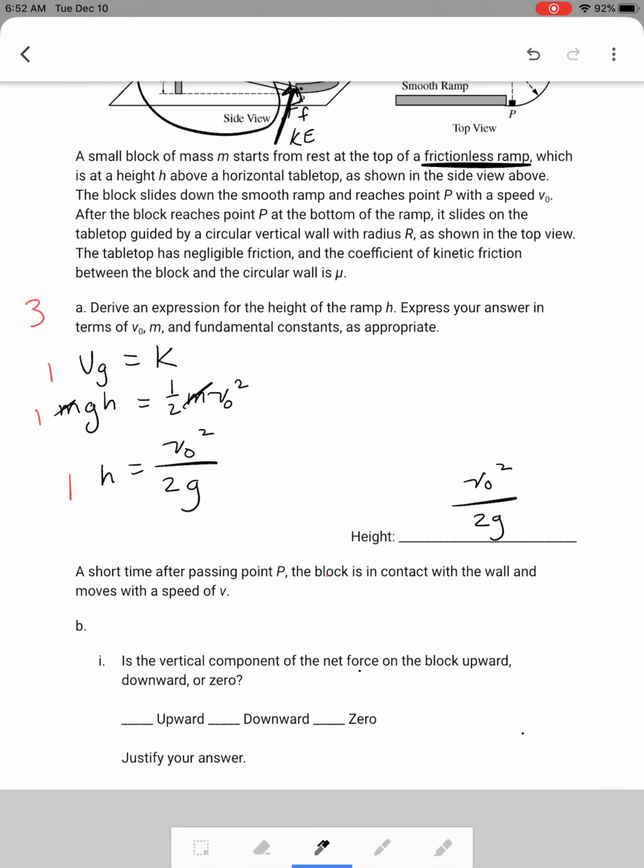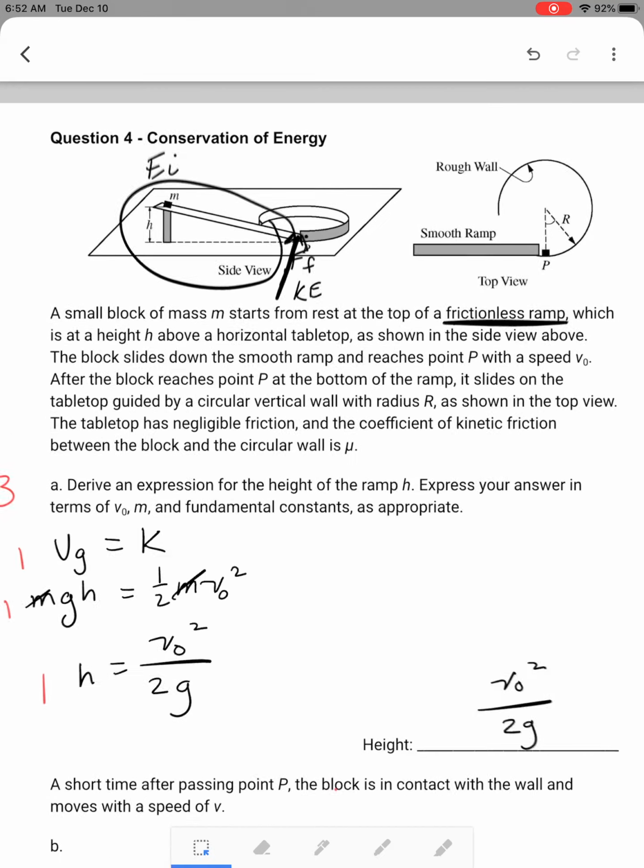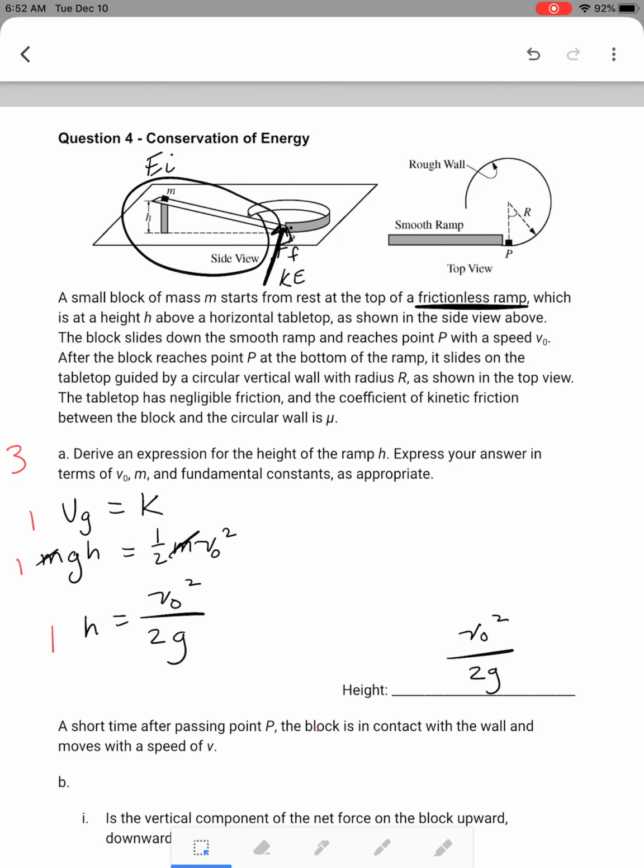All right, moving on. Is the vertical component of the net force on the block upwards, downwards, or 0 as it moves in that ring? The answer here is 0, and here is the reason. There's no acceleration in the z world. Remember, the z world is up and down. The acceleration in the z world is equal to 0 because the sum of the forces in the z world is equal to 0.